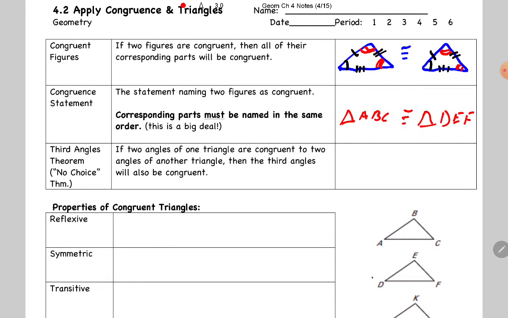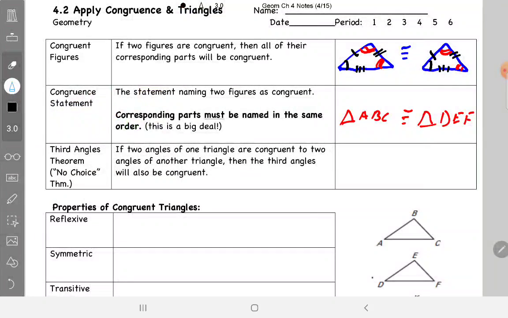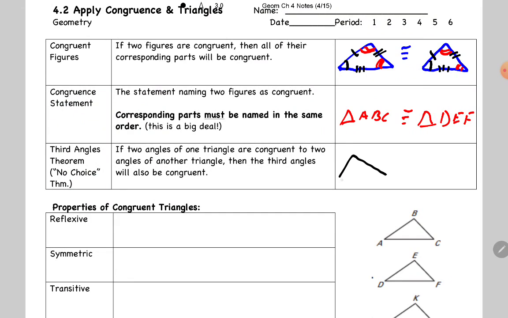And then the third angles theorem. If two angles of one triangle are congruent to two angles of another triangle, that means the third angles have to be the same. So if I got, let's say here, trying to draw the same triangle, it's not working. So if this is 50, and this is 60, and that's 50, and that's 60, let's call this point C and point F. So angle C has to be angle F.